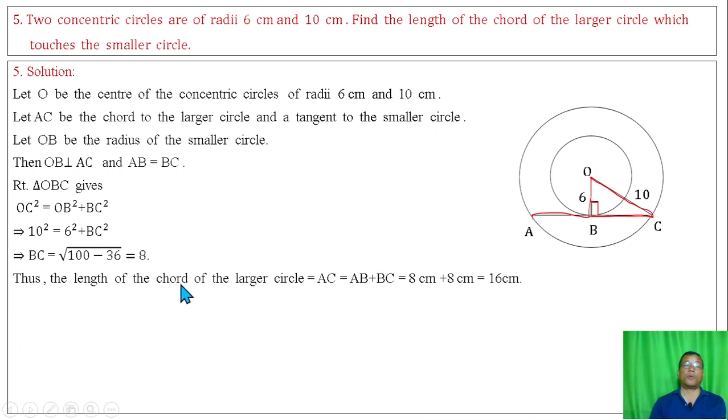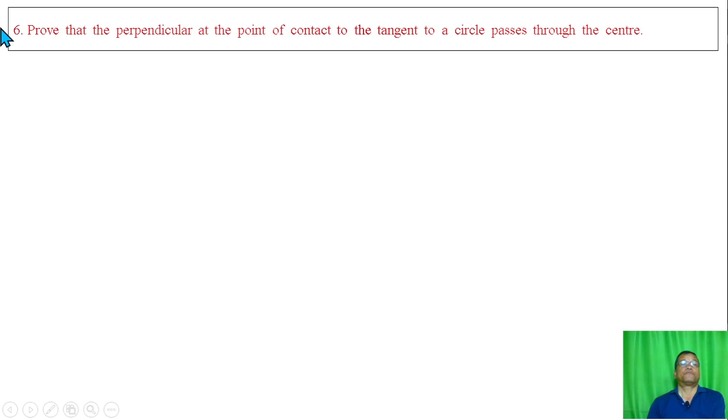Thus, the length of the chord of the larger circle, that is AC, is equal to AB plus BC. AB is equal to 8 centimeter and BC is also 8 centimeter, equal to 16 centimeter. Length of the chord of the larger circle is 16 centimeter.